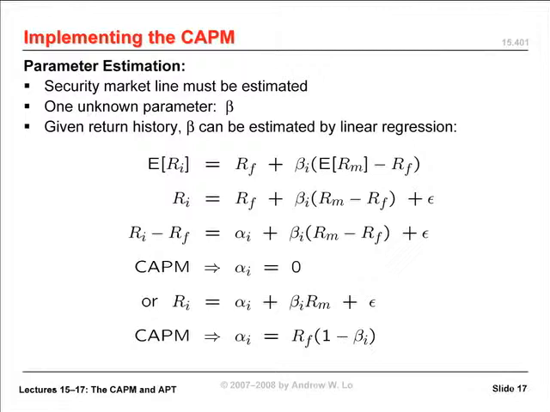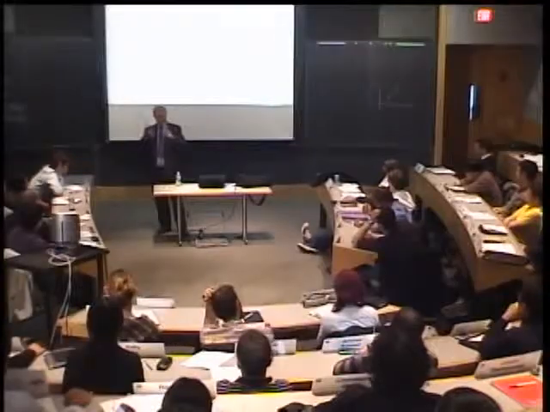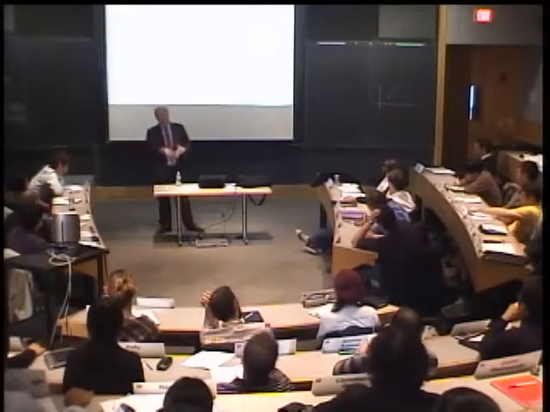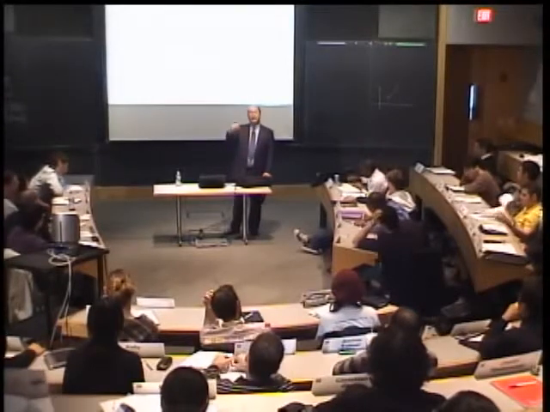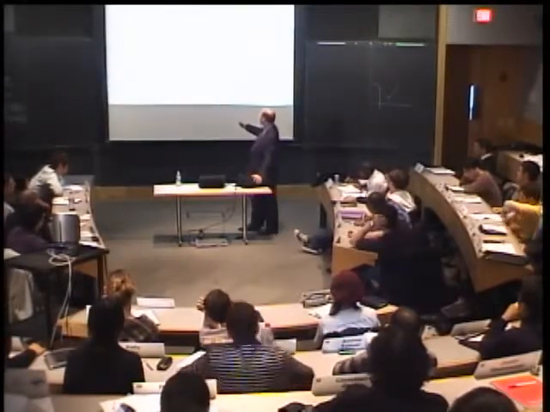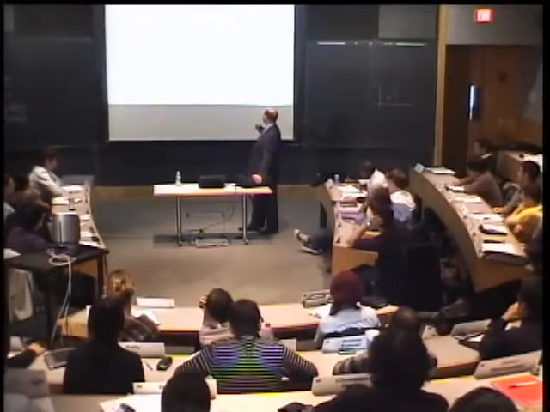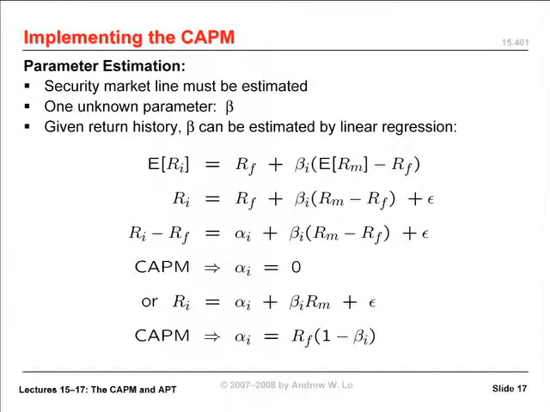The regression equation is the return, the actual realized return on security i, is given by the risk-free rate plus beta times the realized return on the market minus the risk-free rate, plus epsilon. Epsilon is the error term, the disturbance, the residual that is giving you the fluctuations around the expected value. So when we remove the expected values from this equation, we have to stick in this epsilon term that sort of bounces around, right?